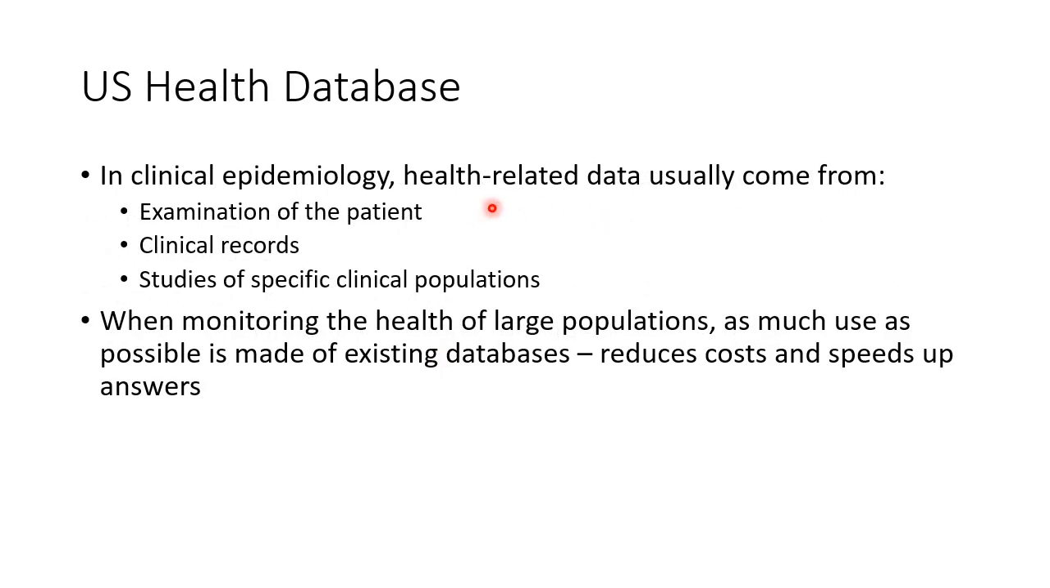So usually what you're going to find is that when you're looking at clinical epidemiology, and this is something you're probably going to be more focused on as it pertains to individual patients, typically a lot of the data comes from examinations of patients, right? We can look at things like clinical records. So actually looking back at the records to see what the courses or diagnoses were that were made over time, things like that. And then actually looking at studies of specific clinical populations.